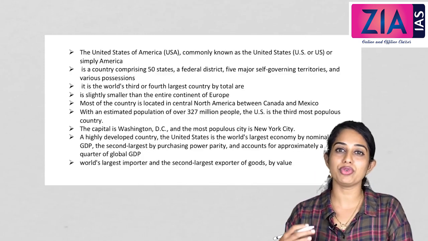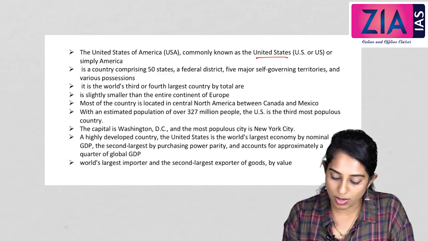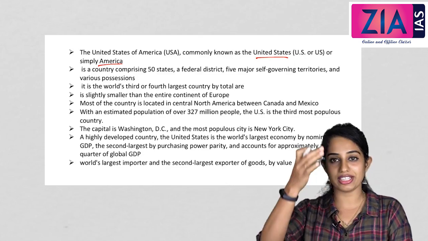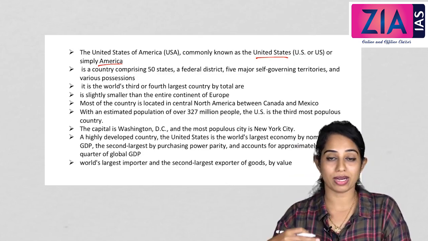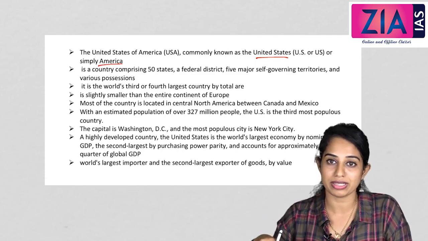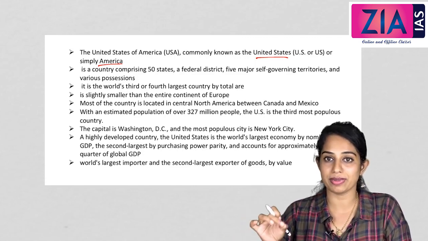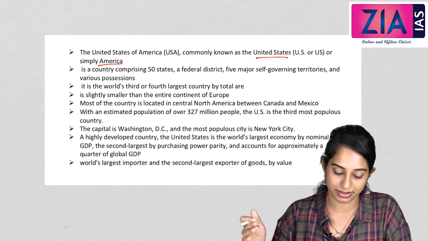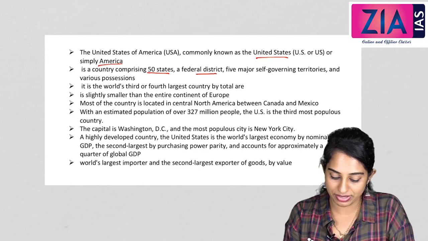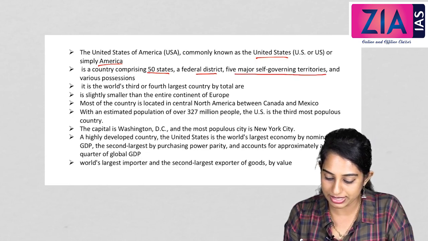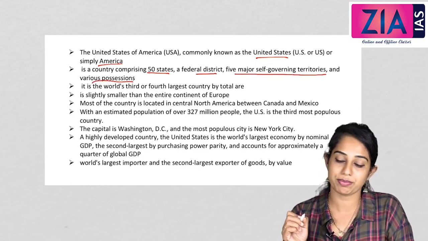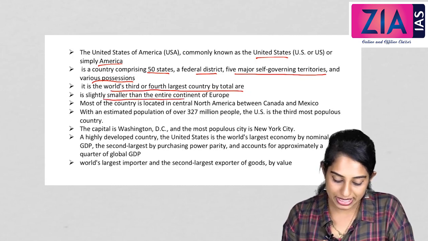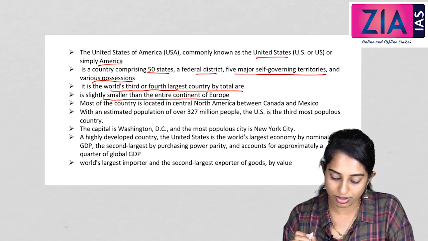Now let us understand few facts about US. US is commonly known as United States or simply America. So even though we say for the entire continent it as America or American continent or North America, South America, normally across world when a person talks about America, people points it is for US or United States of America. Country consists of 50 states as we discussed, a federal district, 5 major self-governing territories and various possessions. It is the world 3rd or 4th largest country by total area, slightly smaller than the entire continent of Europe.